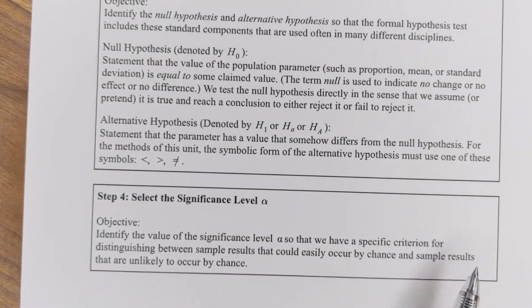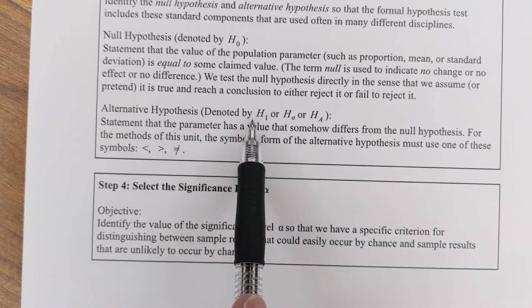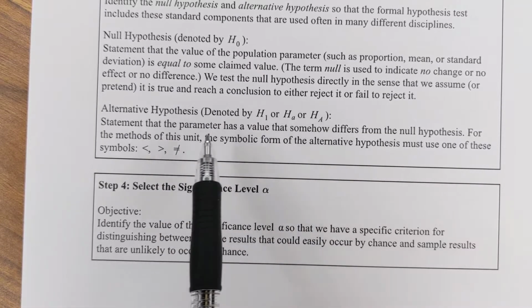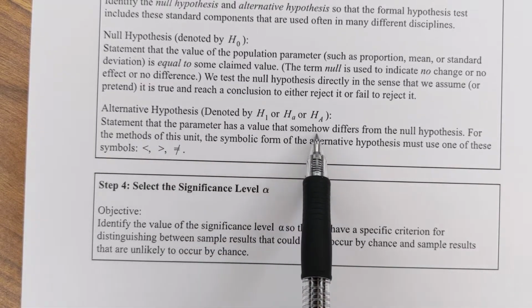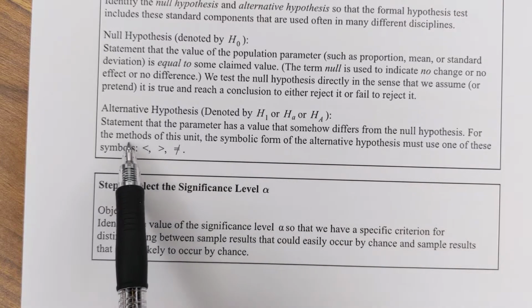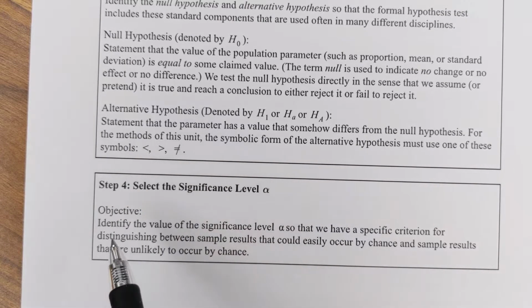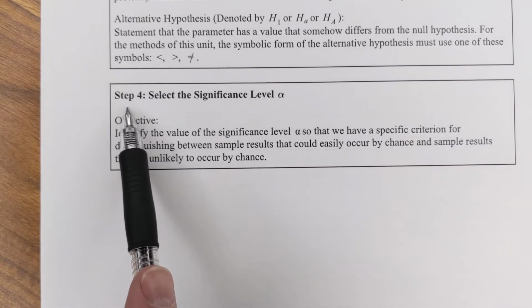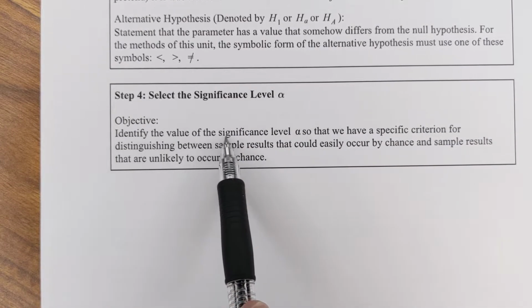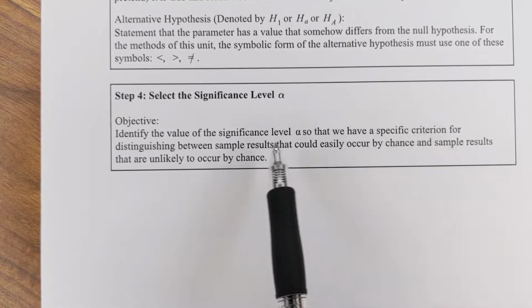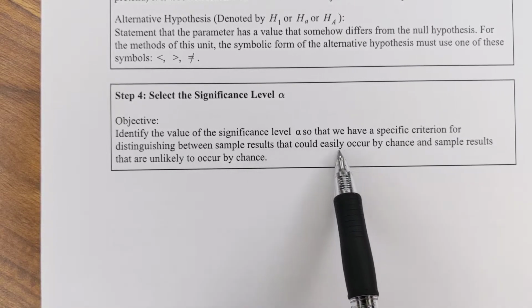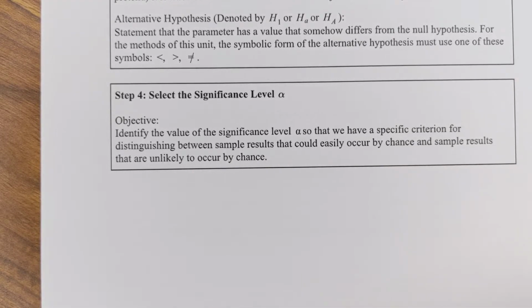All right, the alternative hypothesis, H1 or HA or H capital A, states the parameter has a value that somehow differs from the null hypothesis. For this unit's methods, the symbolic form must use less than, greater than, or not equal to. All right, so step 4, significance level. Identify the value of the significance level alpha so that we have a specific criterion for distinguishing between sample results that could easily occur by chance and sample results that are unlikely to occur by chance.